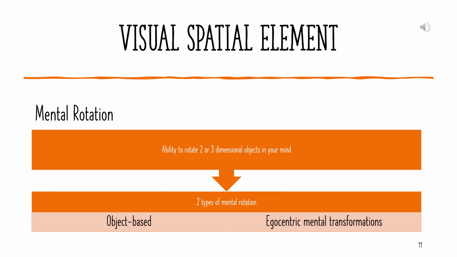The second one is egocentric mental rotation transformations, and this is one's own perspective changed mentally to imagine rotating one's own body in relation to the stimuli.